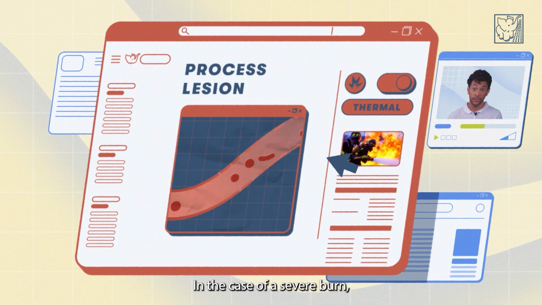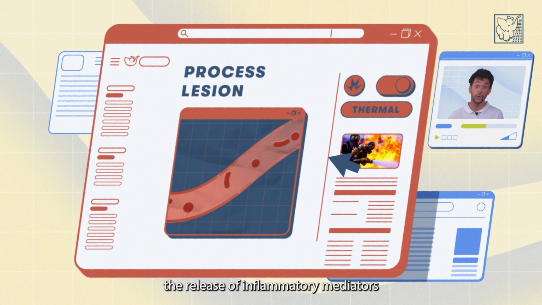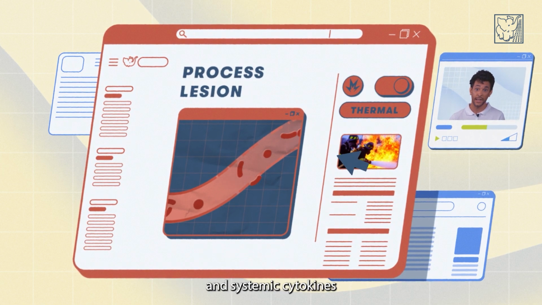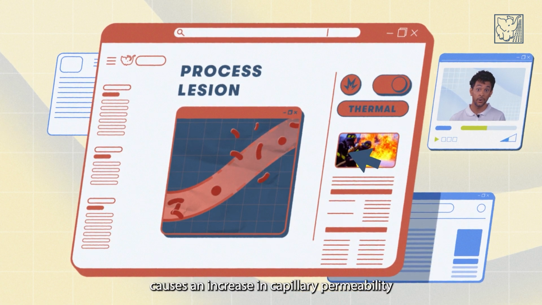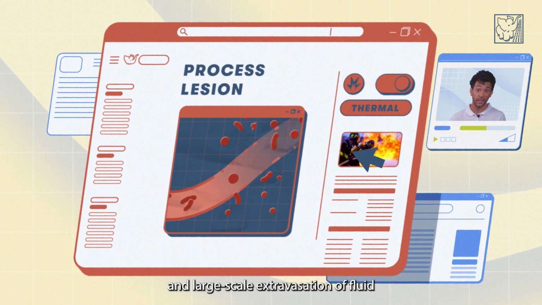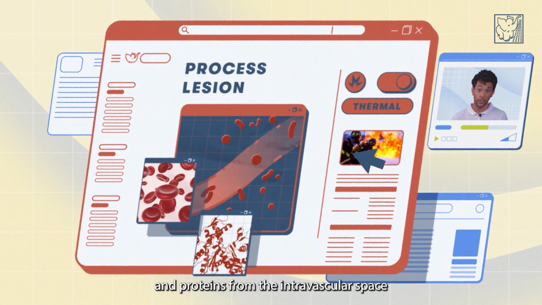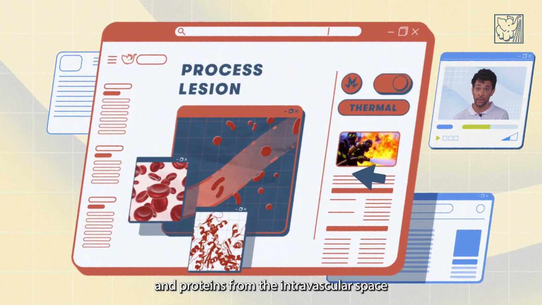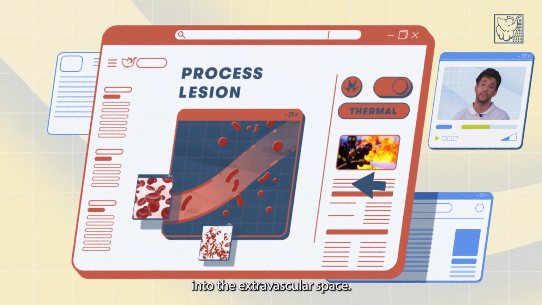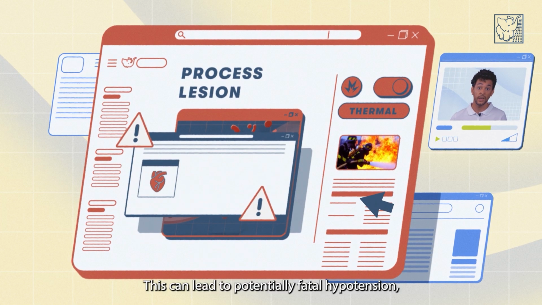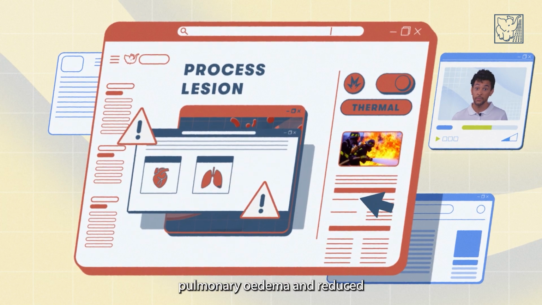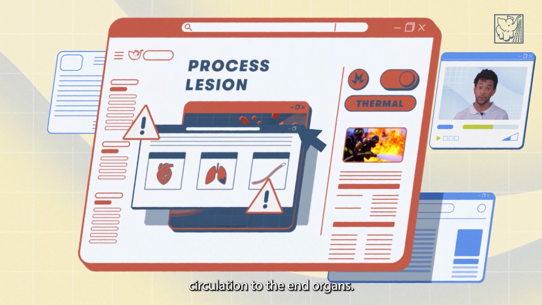In the case of a severe burn, the release of inflammatory mediators and systemic cytokines causes an increase in capillary permeability and large-scale extravasation of fluid and proteins from the intravascular space into the extravascular space. This can lead to potentially fatal hypotension, pulmonary edema, and reduced circulation to the end organs.